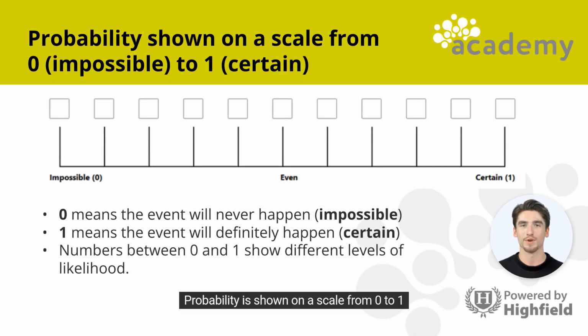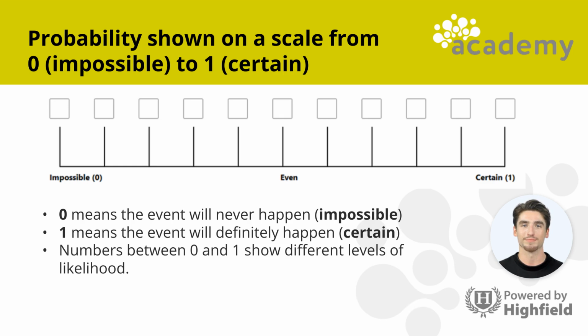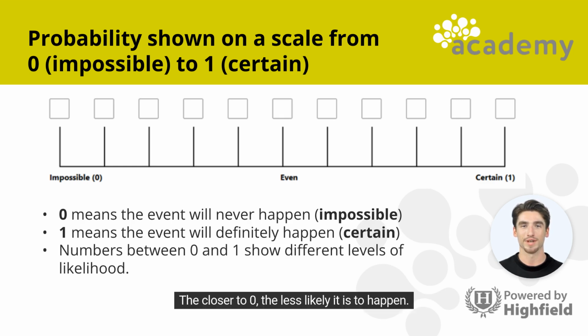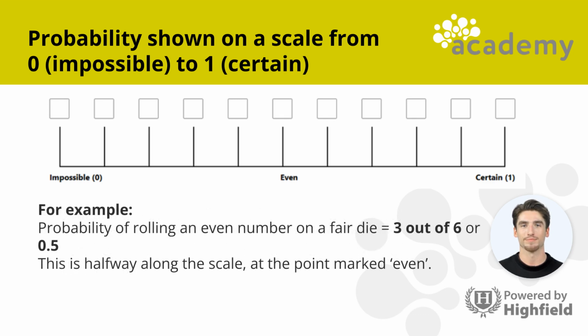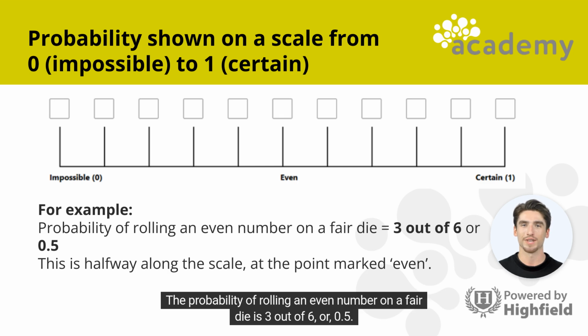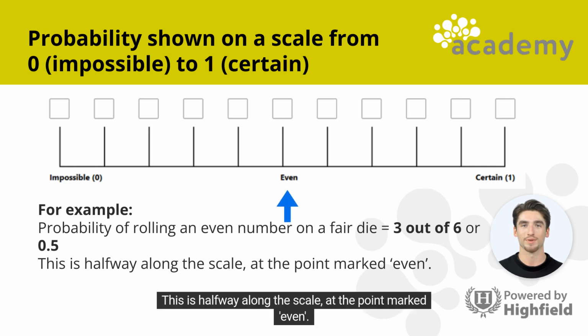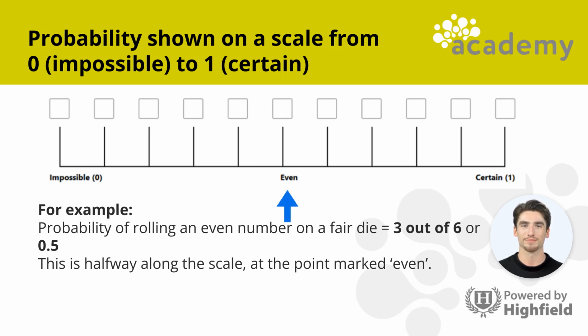Probability is shown on a scale from 0 to 1. 0 means the event will never happen. It is impossible. 1 means the event will definitely happen. It is certain. Numbers between 0 and 1 show different levels of likelihood. The closer to 0, the less likely it is to happen. The closer to 1, the more likely it is to happen. Here's an example. The probability of rolling an even number on a fair die is 3 out of 6, or 0.5. This is halfway along the scale, at the point marked even.